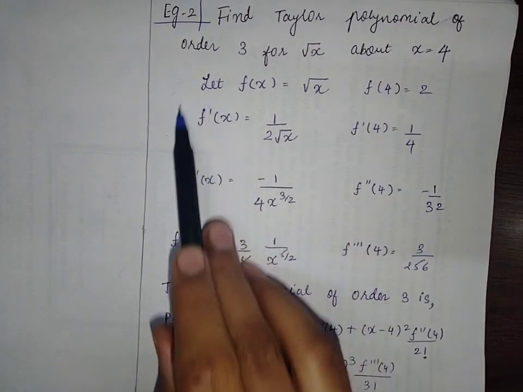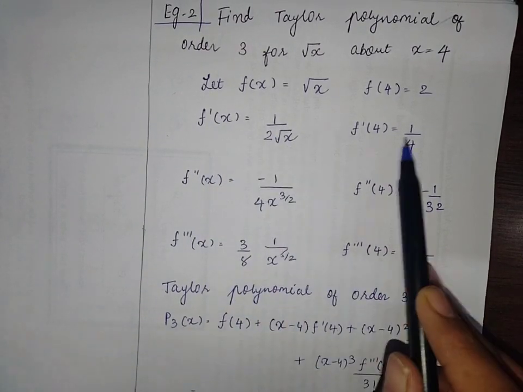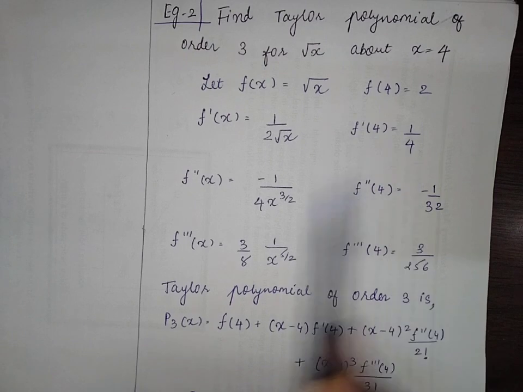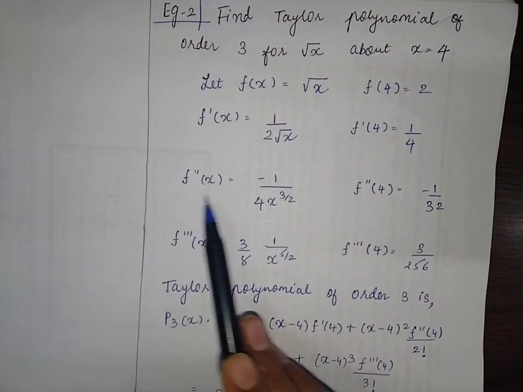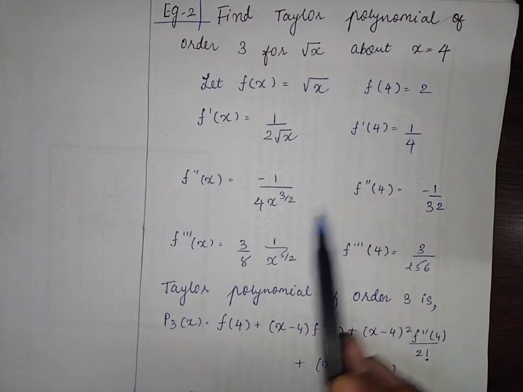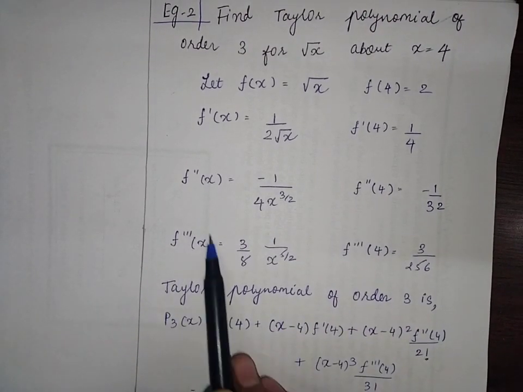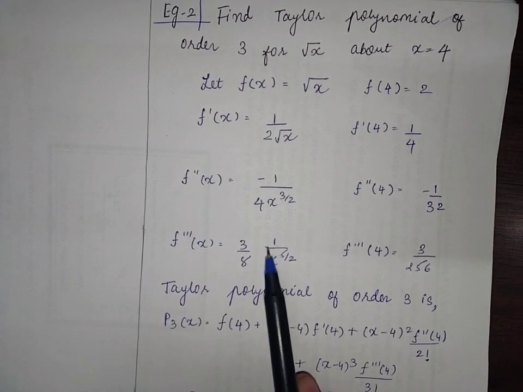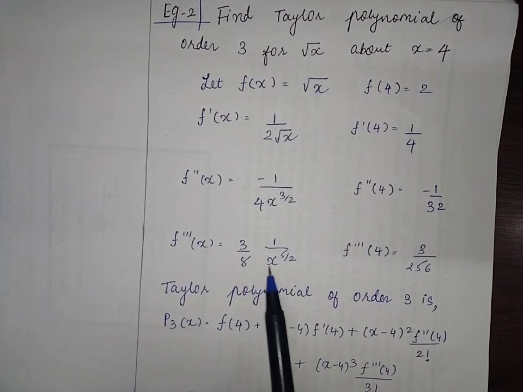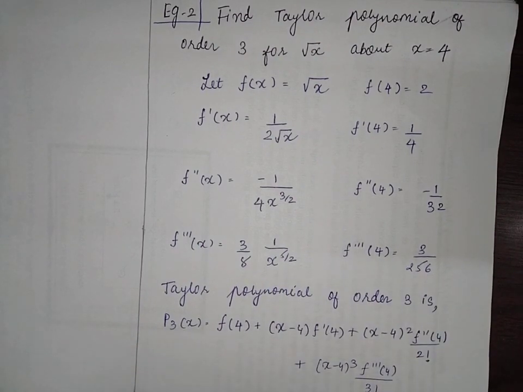Then our first derivative f dash of x will be 1 by 2 under root x, and that will be 1 by 4. Then taking the second derivative, we will get minus 1 by 4 x raised to 3 by 2, and putting 4 here, we will get minus 1 by 32. Similarly, taking third derivative, we will get 3 by 8 into 1 by x raised to 5 by 2, and putting value x equal to 4, we will get 3 by 256.